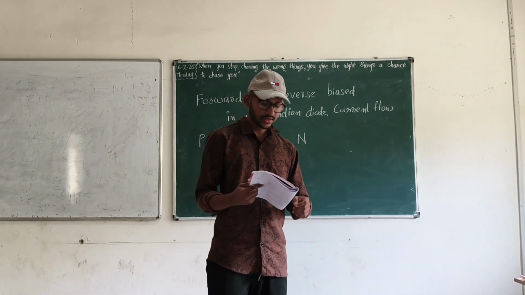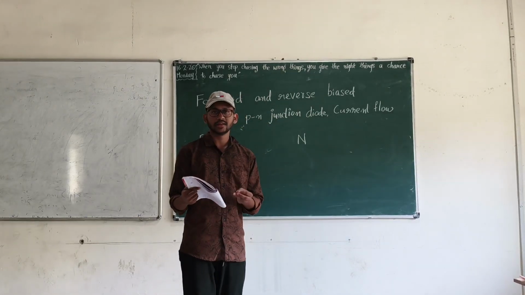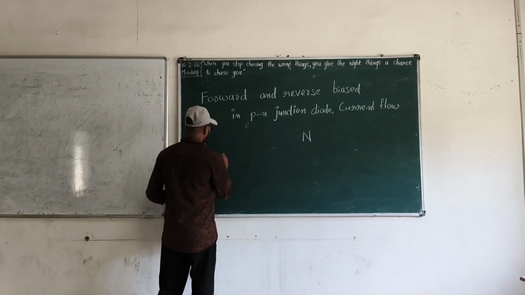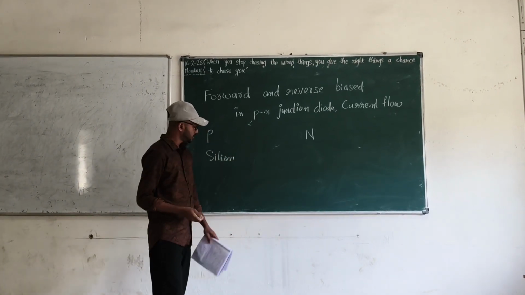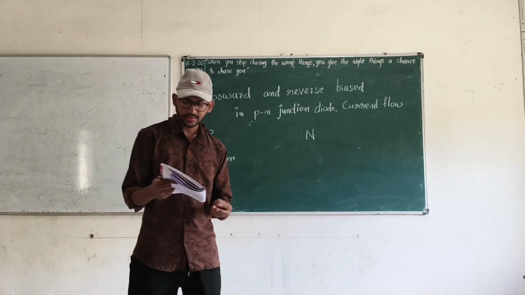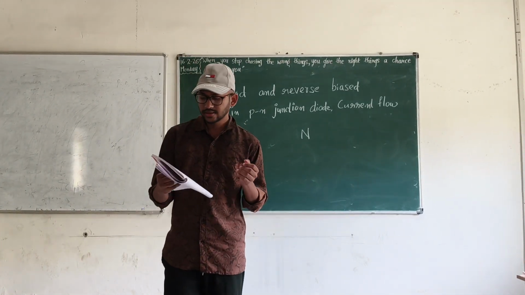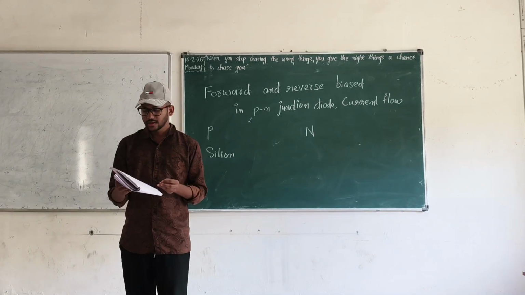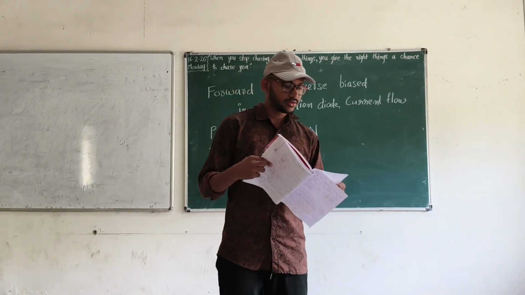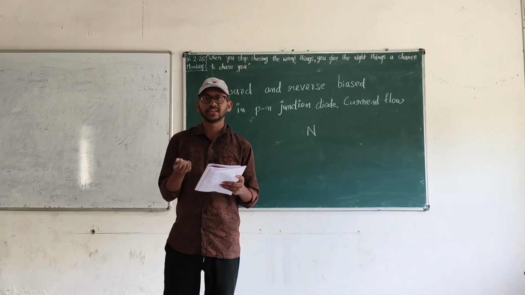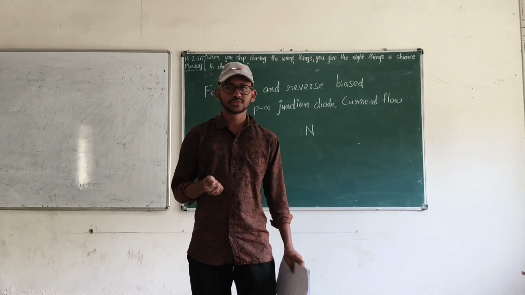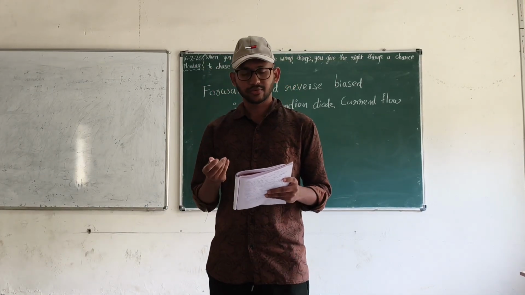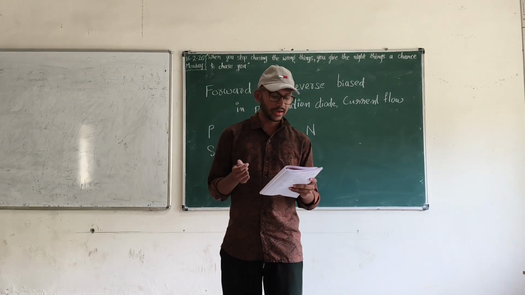Some common semiconductor materials that we use are silicon, the most widely used semiconductor material, and germanium, which is used in early electronics and some specialized devices, and gallium arsenide, used in high frequency electronics like smartphones, such as 3G network, 4G network, 5G network, and satellite communication and radar systems.